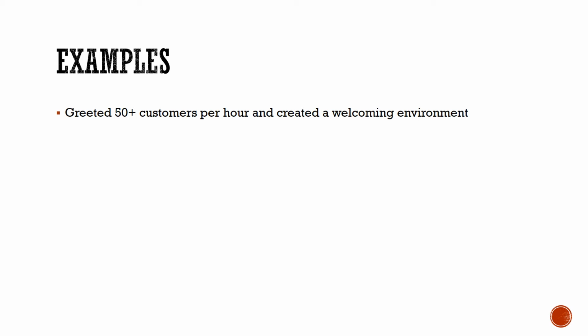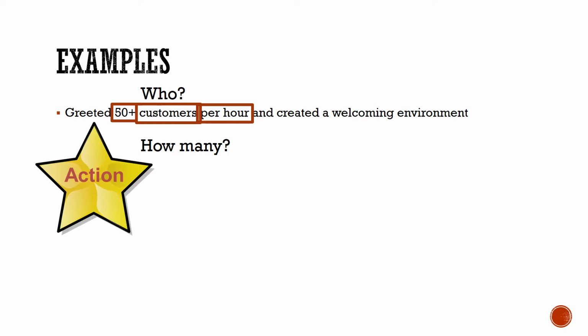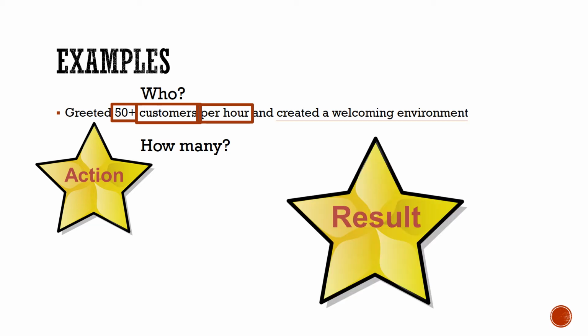This person wrote, "Greeted 50 plus customers per hour and created a welcoming environment." If we think about the STAR method, we can see that this person answered who with customers, how many with 50 plus per hour. Greeted is the action and created a welcoming environment is the result.